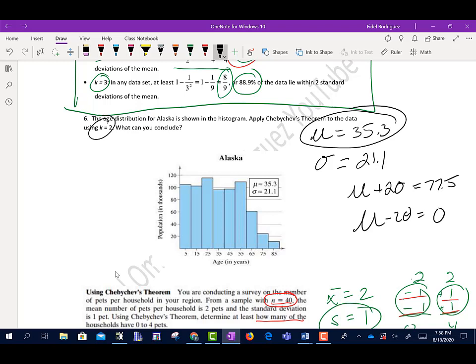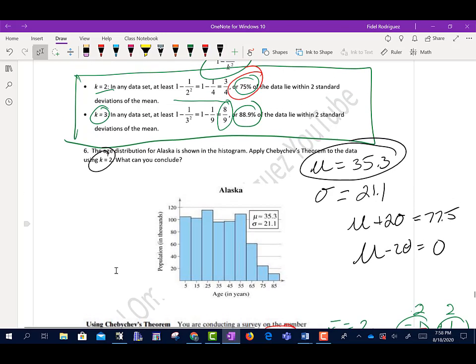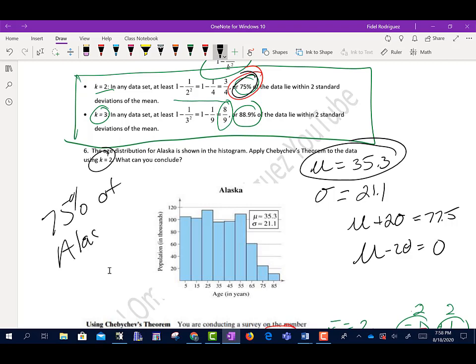Okay. So since we added this and subtracted this twice, right, we did this with k equals 2. Remember when k equals 2? So we would say that 75% of Alaskans are between 0 and 77.5 years of age, or years old. Okay? And that's, in essence, what it's telling me.